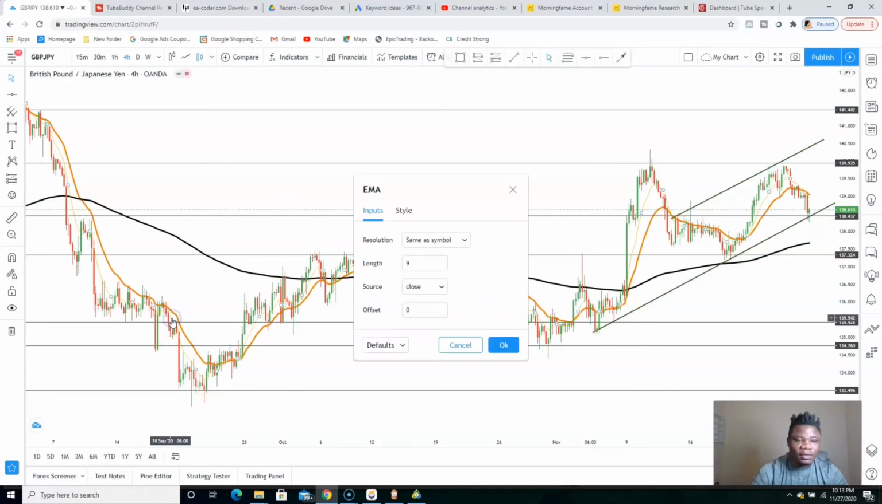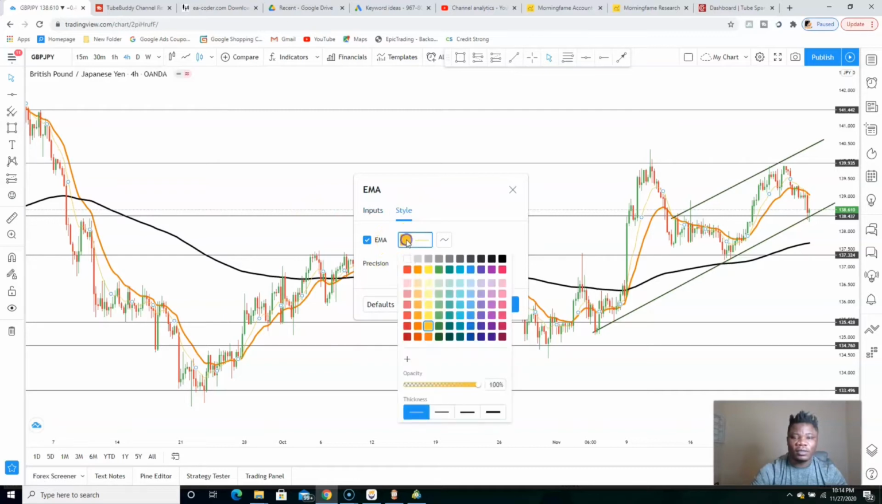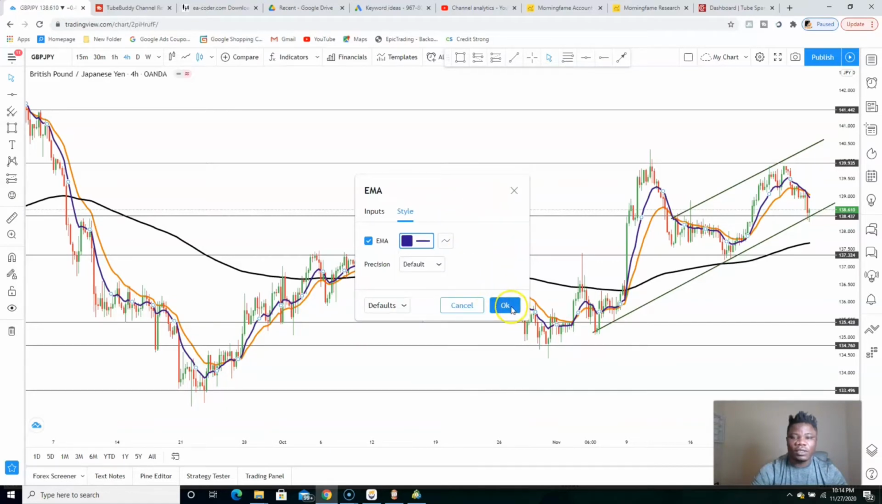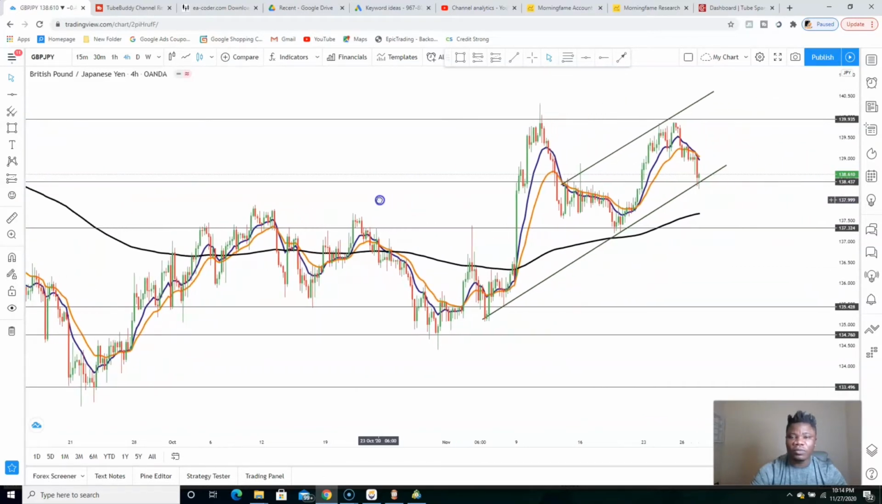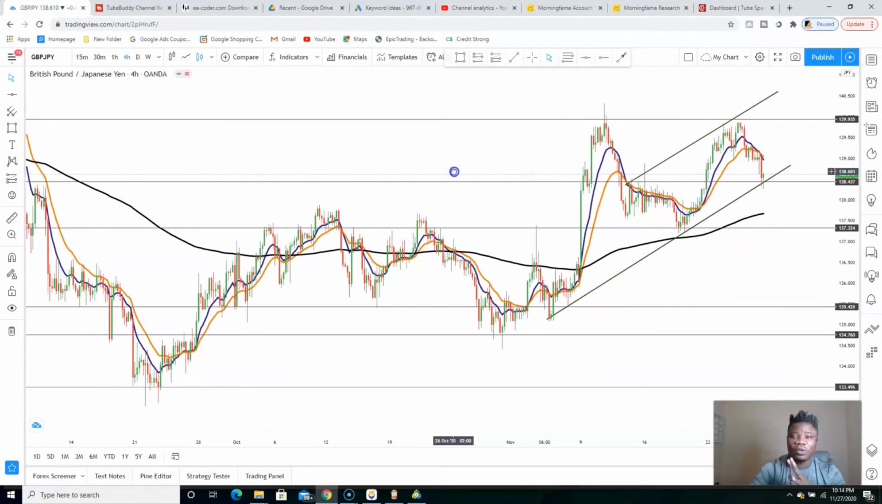Then I gotta change the settings, style, change that to, let's see, I think I'll use this color, change the thickness. Now let me use this. I'll use blue. Then you click OK. So we have everything that we need. Everything that we're looking for, we have it already.